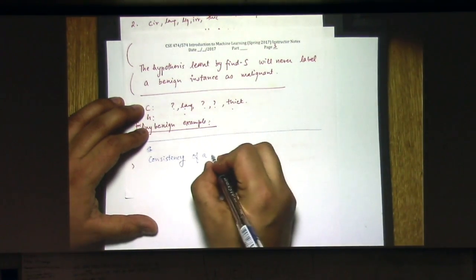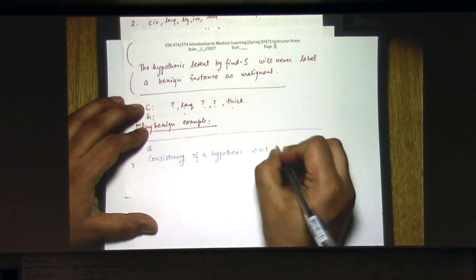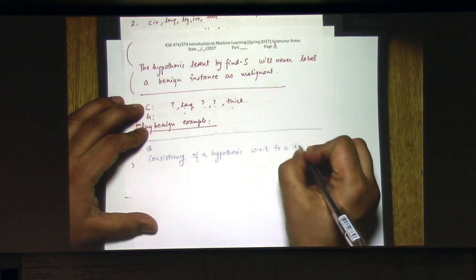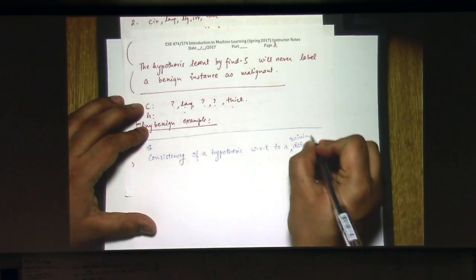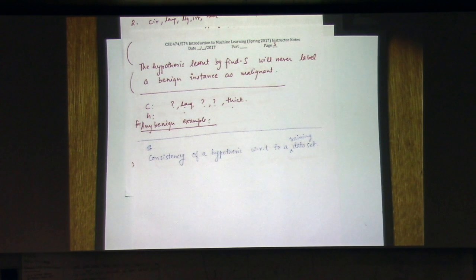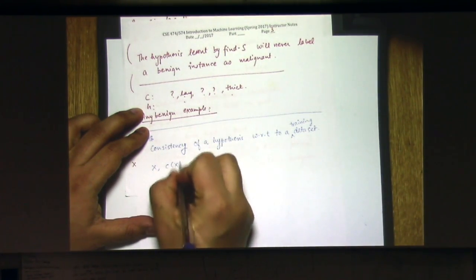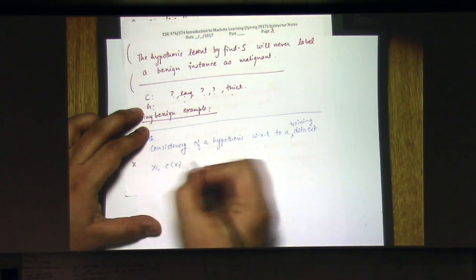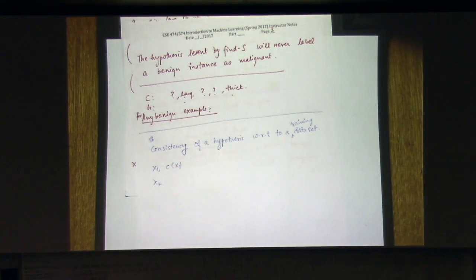Consistency of a hypothesis with respect to a training data set. A hypothesis H is called consistent with respect to a training data set if it correctly labels all the data, all the objects to their corresponding classes. Remember, our training data set is nothing but X and the label. So let's say X1, data point 1 and its label, data point 2, and so on.